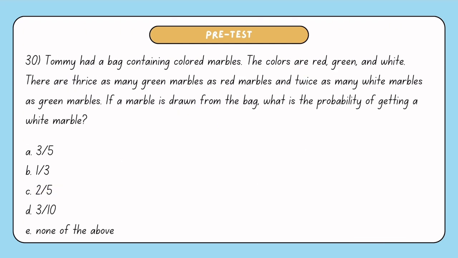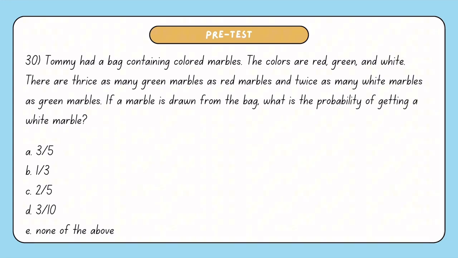Number 30. Tommy had a bag containing colored marbles. The colors are red, green, and white. There are thrice as many green marbles as red marbles and twice as many white marbles as green marbles. If a marble is drawn from the bag, what is the probability of getting a white marble? So, sulat muna natin yung given.